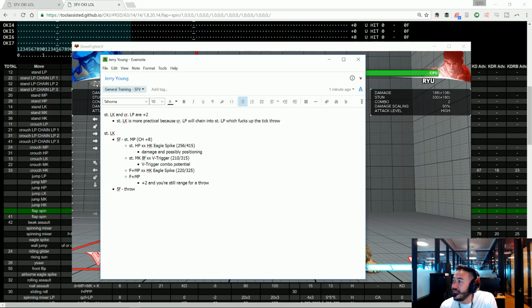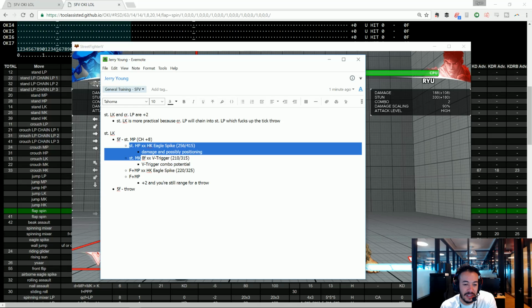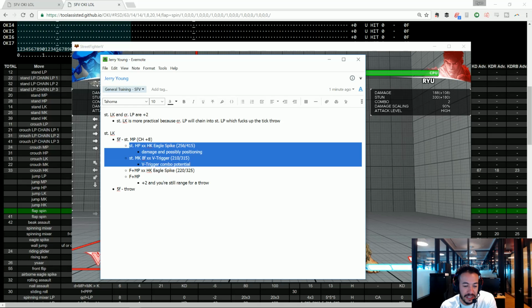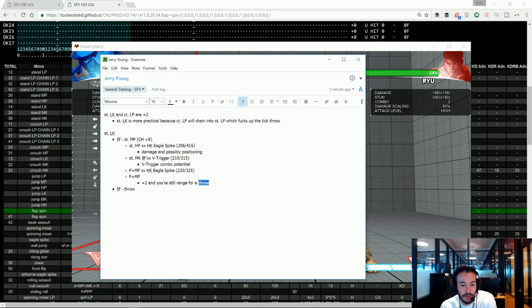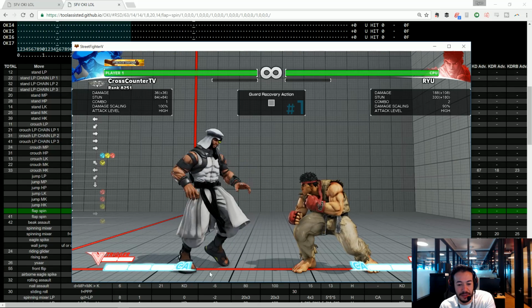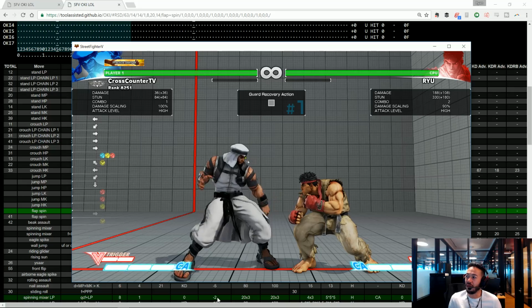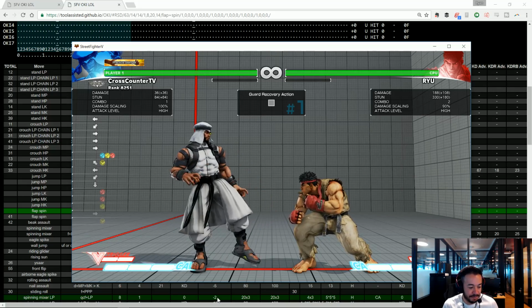Essentially, from one button, standing light kick, we have medium punch, which then gives us three different options. Option number one is to get the damage. Option number two is cancel into V trigger, and option number three is being at +2 and still in range for a throw or another standing medium punch.